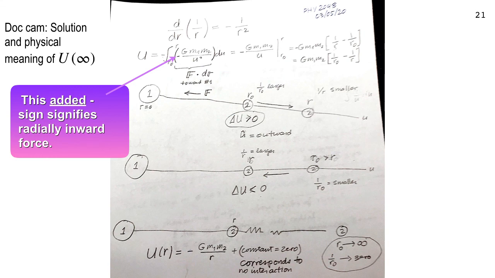Now, the reason I'm worried about this is that if we were to think about this as two positions near the surface of the Earth, you'd be gaining potential energy, not losing it as you go out. Isn't R bigger than R naught? R is bigger than R naught. That's right. R is getting bigger, but one over R is getting smaller. So this is going to be the smaller number.